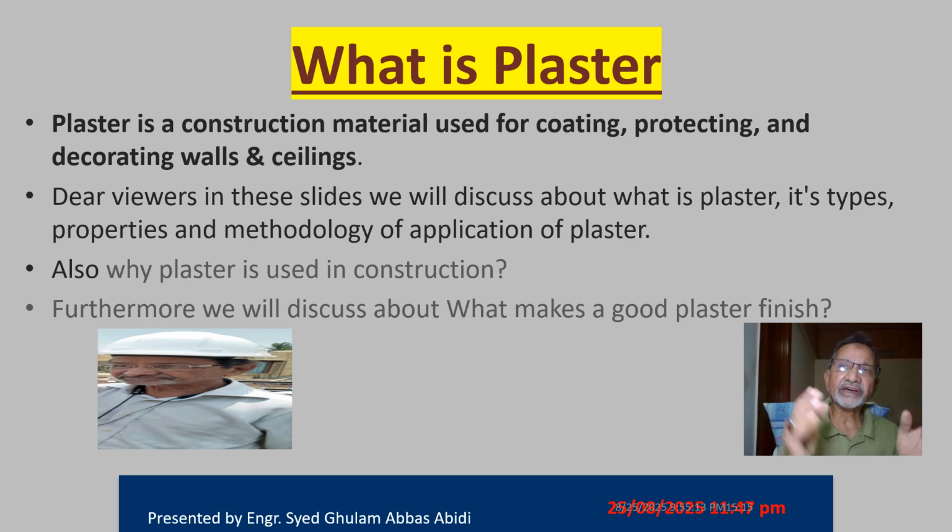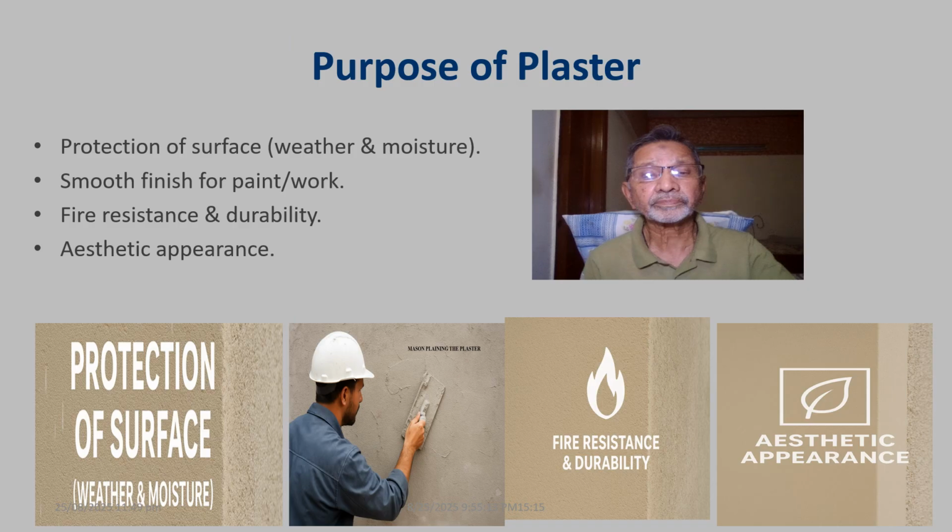Then finally the surface is completely plastered, it's dried, curing is done, and then it's dried, and then painting is done or wallpaper is fixed. Whatever is required to be done is applied. So these are the steps to be taken care of while doing the plaster.